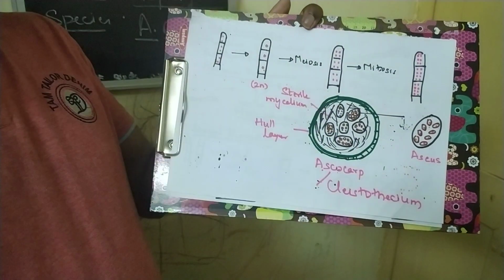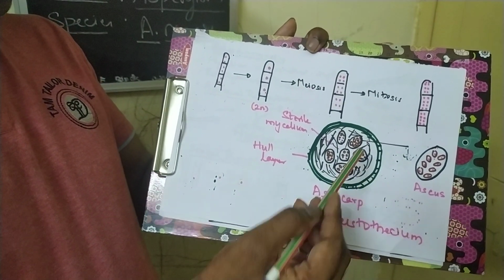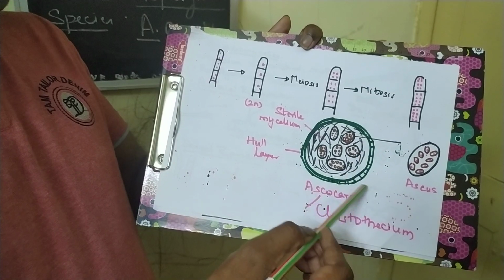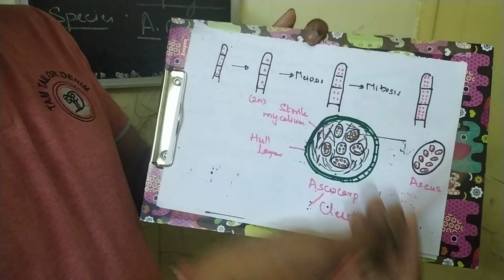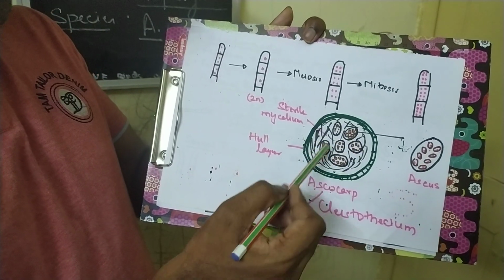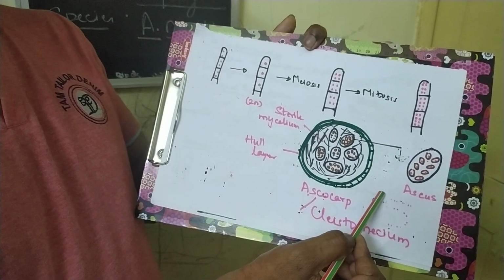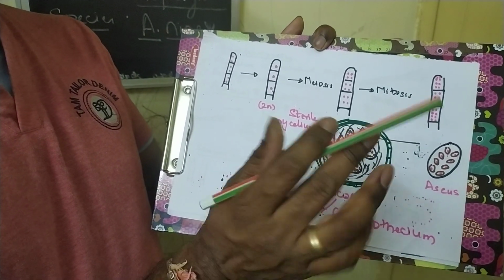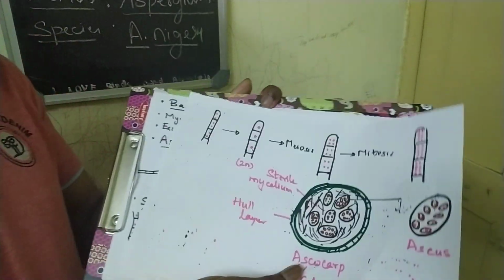This ascocarp will fall in the soil and remains there until there is a favorable condition. When there's a favorable condition, this breaks open, and the ascus will rupture. The ascospores are released from this. Imagine 8 are there in each. All the ascospores will be released. Every ascospore will become a mycelium by germination, just like a seed germination. Okay? Yeah, I think you followed this.